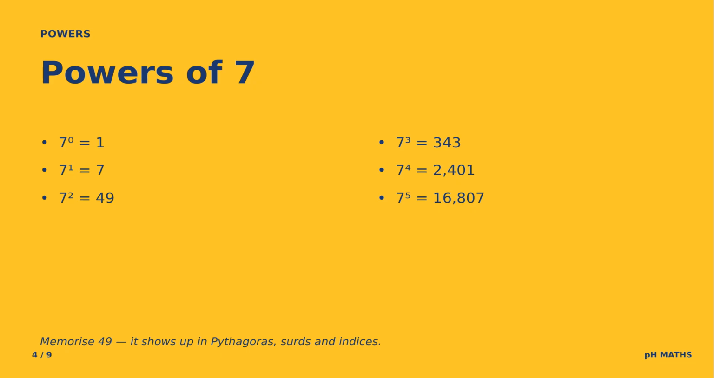Powers of 7. Anything to the power 0 is 1. That's a rule, not a fluke. 7 to the 1 is 7. 7 squared, 49. 7 cubed, 343. 7 to the 4th is 2,401. 7 to the 5th, 16,807. The one to lock in is 49. It shows up in Pythagoras questions, in surds, and in indices.